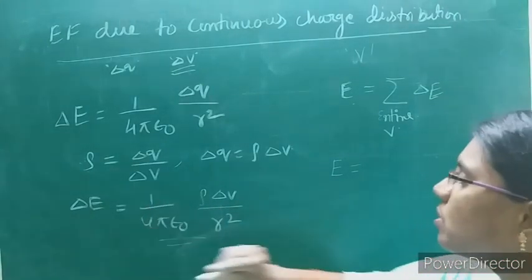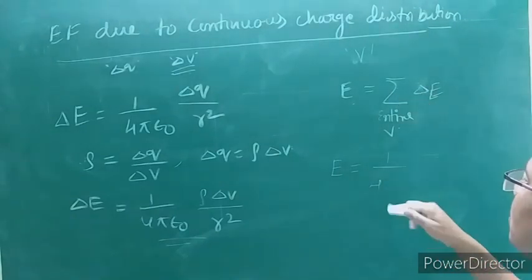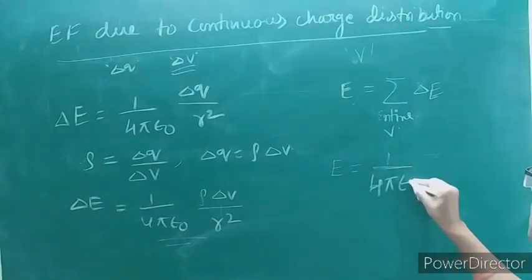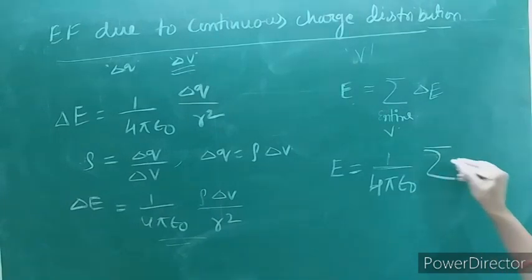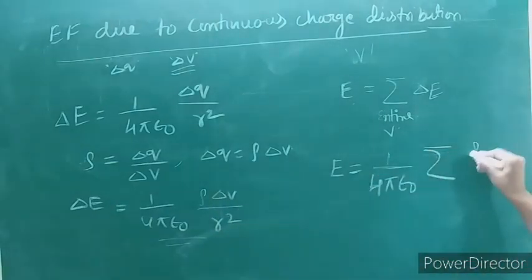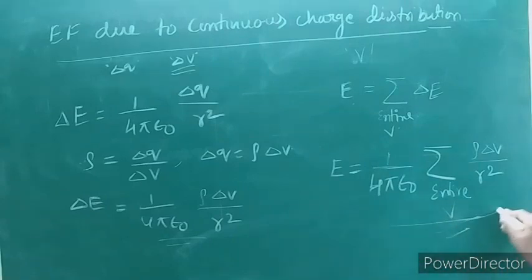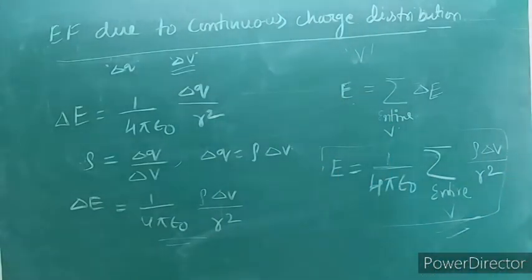So 1 by 4 pi epsilon naught is a constant. Now take that constant outside the summation. So we can write 1 by 4 pi epsilon naught times the summation of rho delta V divided by R square for the entire volume. Okay, this is the expression for the electric field due to a continuous charge distribution.